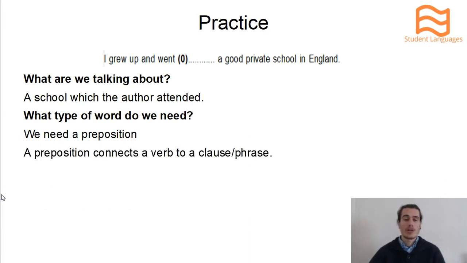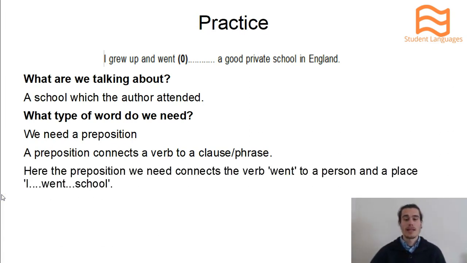And why do we need a preposition? Because a preposition connects a verb to a clause or to a phrase. And here we have the verb went, and this is connected with a preposition to a person, I, and to a place, school. I grew up and went a good private school in England. So we need a preposition to connect where I went and a place.